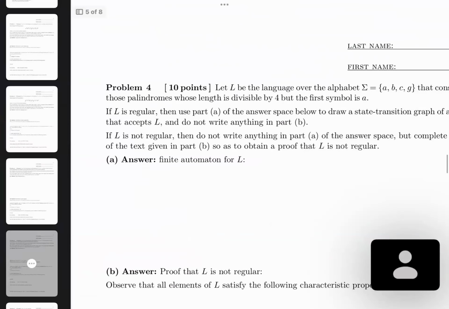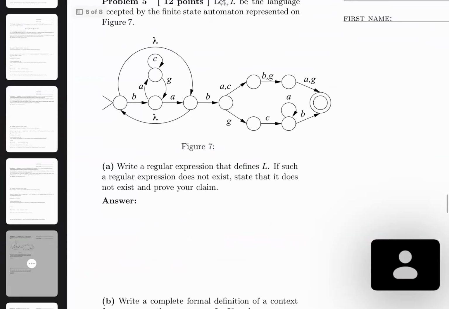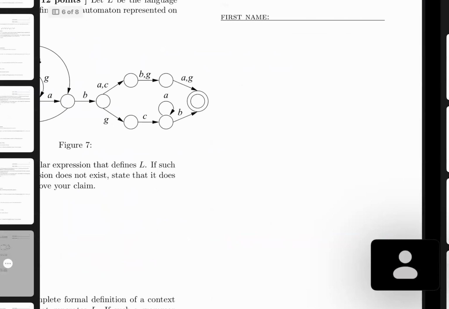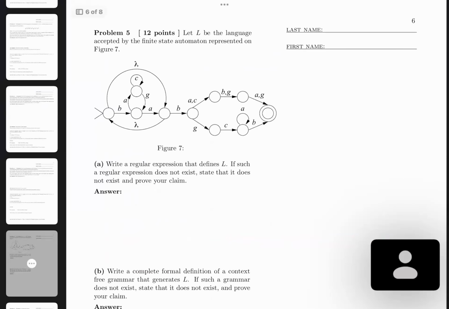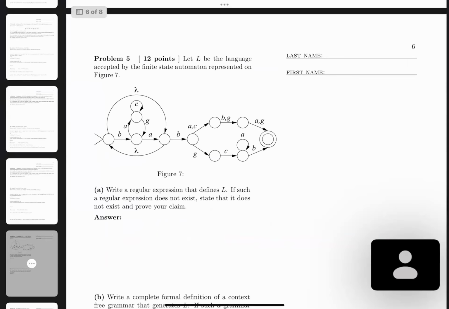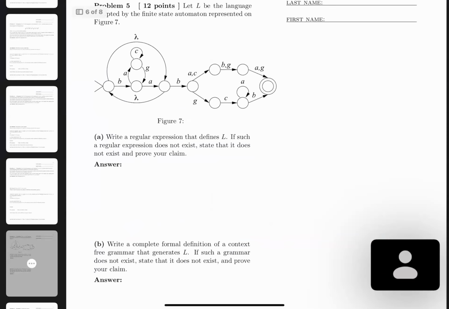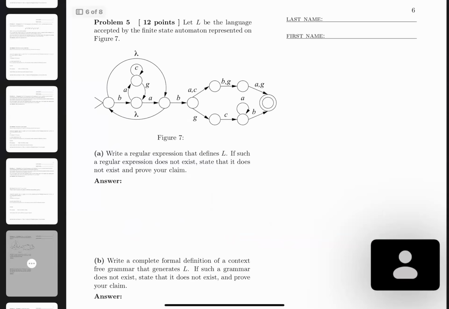I think you guys know this problem here, where she gives you an automaton or expression or grammar, and she asks you to interconvert between the three. So we'll go over this one, and this can be found on the same exams I shared in the chat. Here it gives us an automaton, and it's asking us to write a regular expression that defines L given by that automaton.